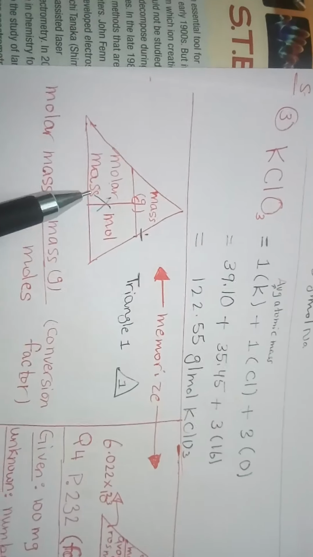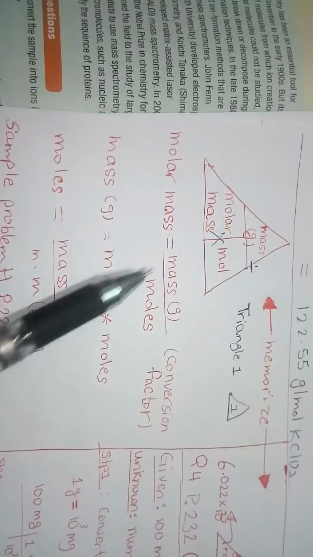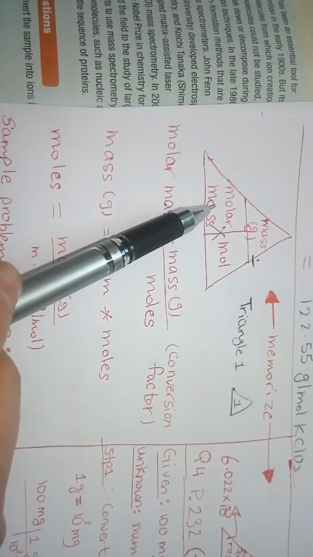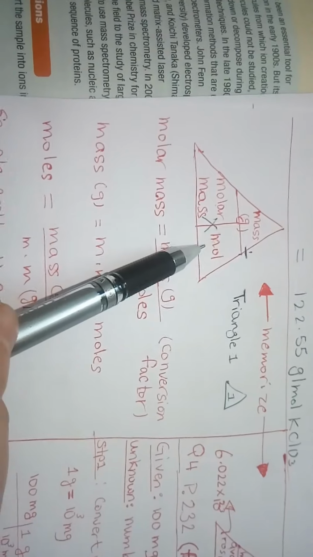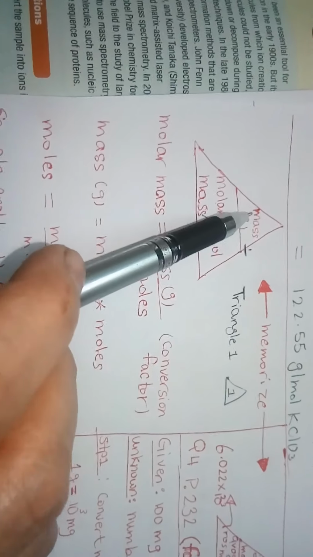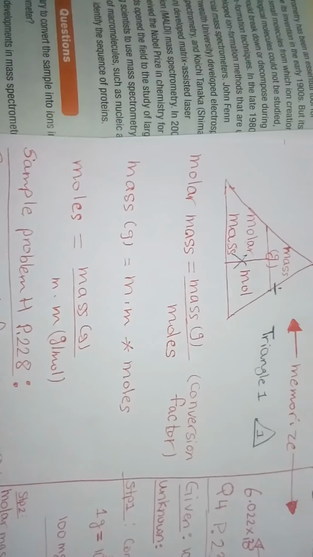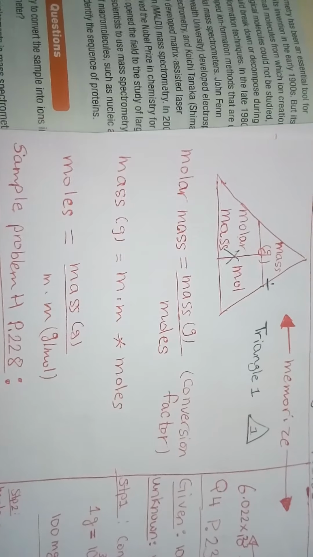Now, I've derived these 3 formulas from this triangle. As you can see, if I want molar mass, it's mass divided by moles. If I want moles, it's mass divided by molar mass. If I want mass, it's molar mass times moles. If you want, pause and take a close look at that.